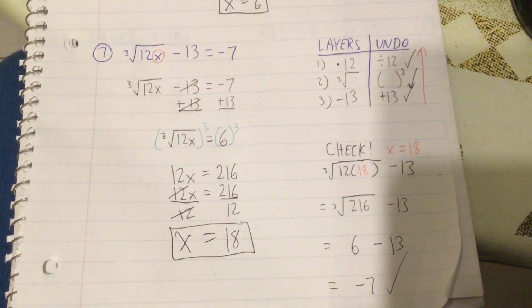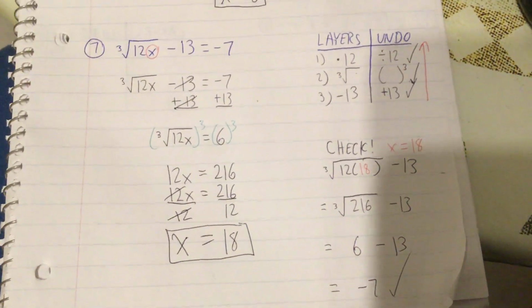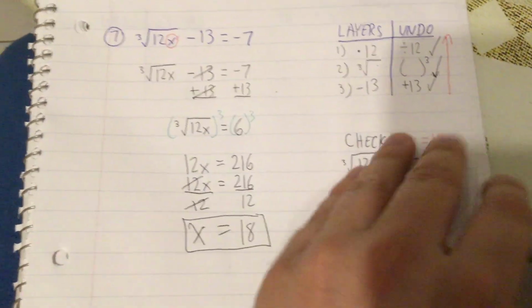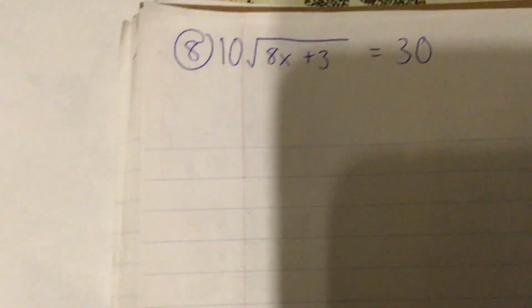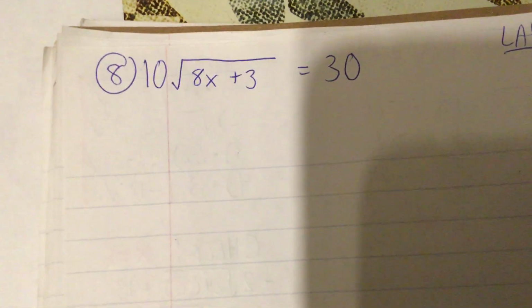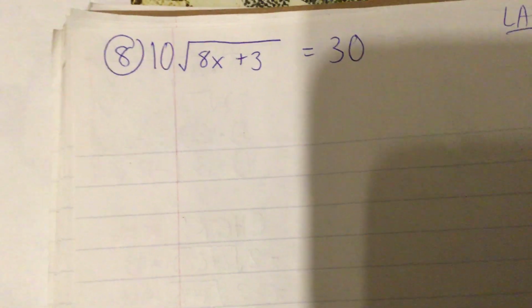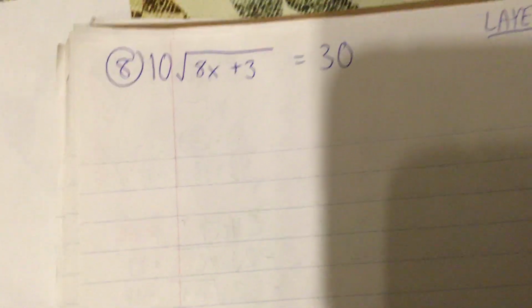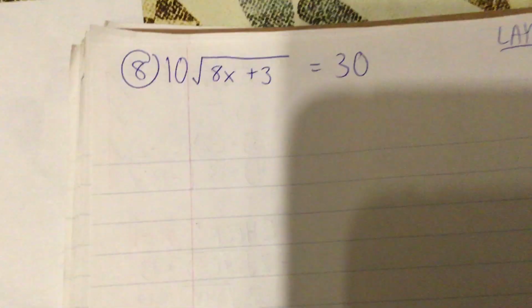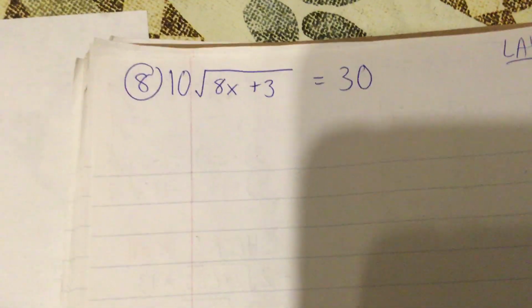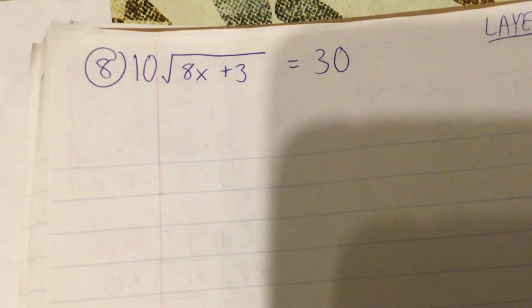All right. 3 more problems and then we'll call it a day. See if you can do this problem independently. 10 times the square root of 8x plus 3 is equal to 30. Oh, by the way, this answer has a fraction. Do not be alarmed.